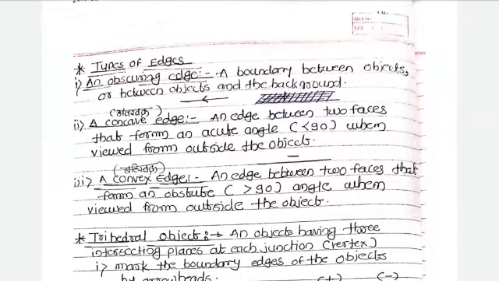Now, what are the different types of edges? There are three types of edges: an obscuring edge, a concave edge, and a convex edge. First, an obscuring edge is a boundary between objects or between an object and the background, which is shown with the help of a single arrow.